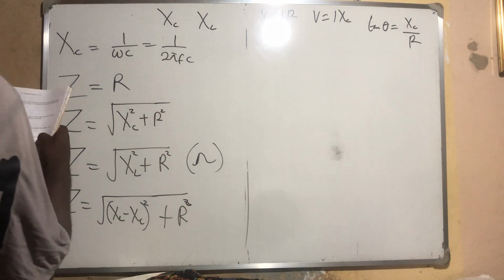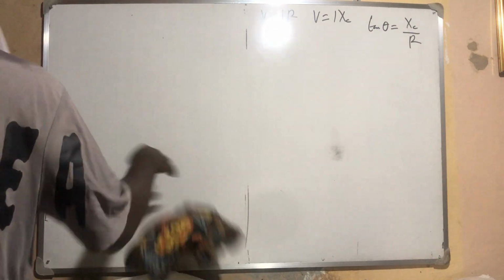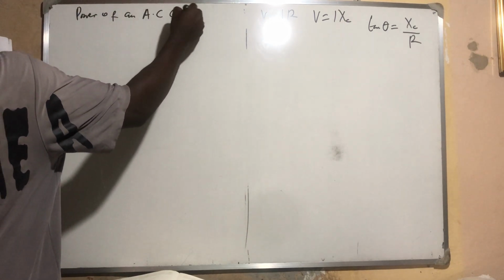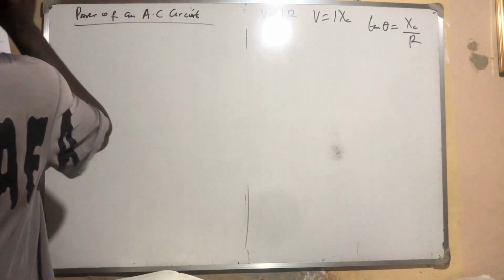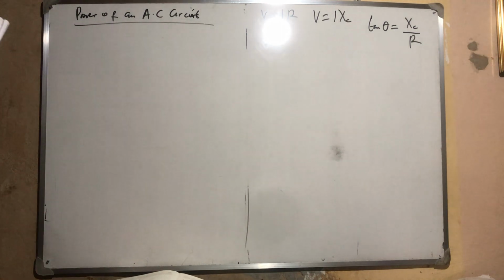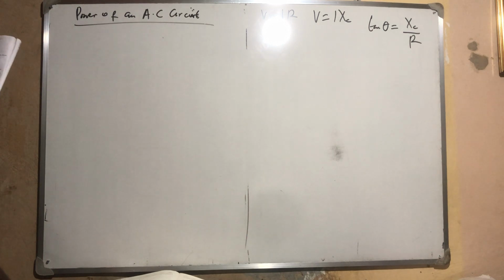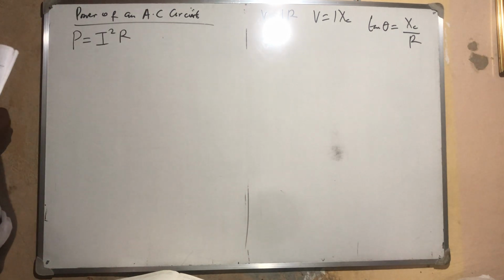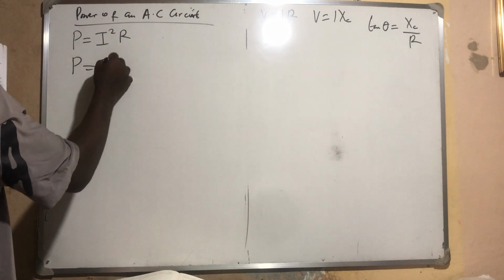I just want to drop the whole formula, then we'll start solving questions. The power in an AC circuit is only dissipated in a resistor R, such that the power absorbed, lost or dissipated is given by I squared R, measured in watts.